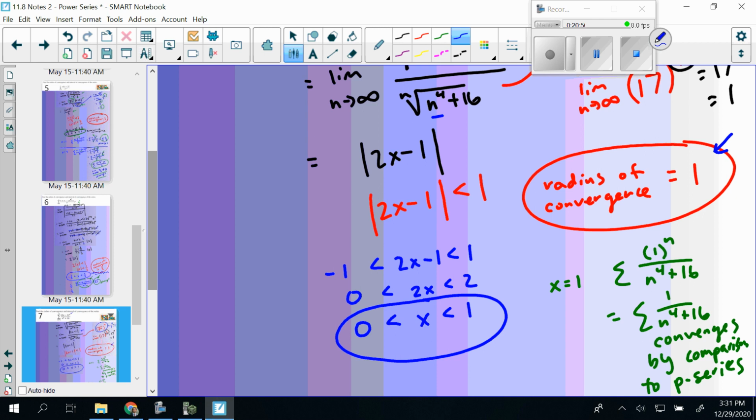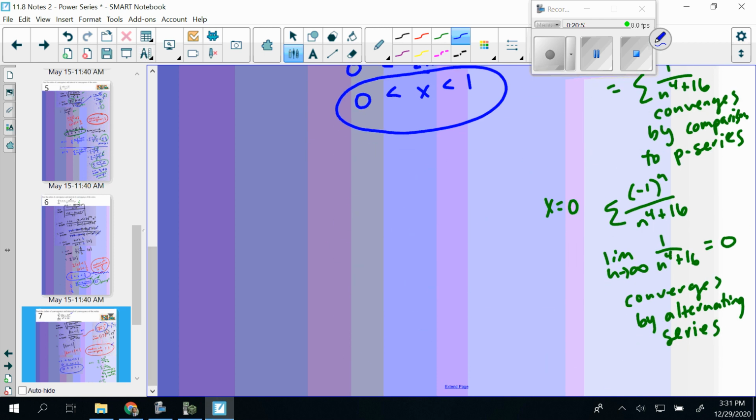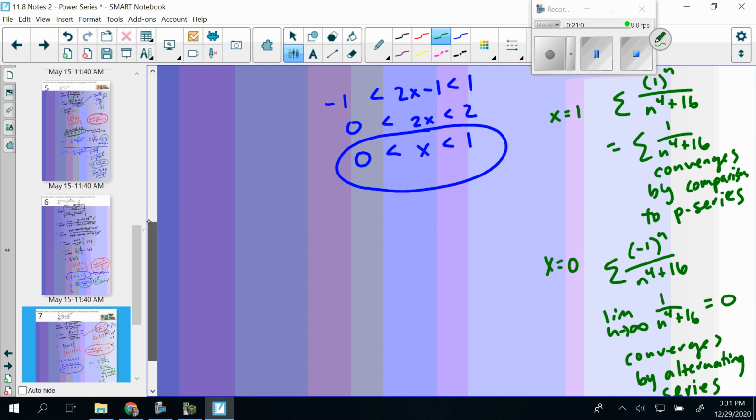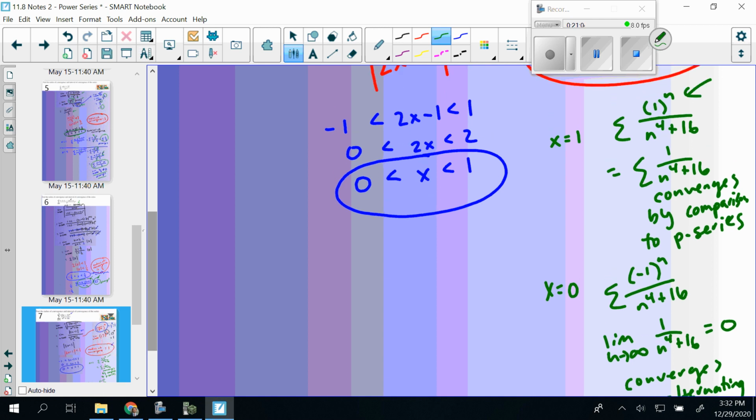If we plug in 1 over here, we get the series of just 1 to the n. Well, 1 to the n is just going to always be 1 here. That series is convergent by comparison to the p series of 1 over n to the fourth. If we put 0 in there, we got negative 1 to the n. By the alternating series test, that's decreasing to 0, so that is convergent as well. So we want to include both the endpoints in this one. That should be our interval of convergence.